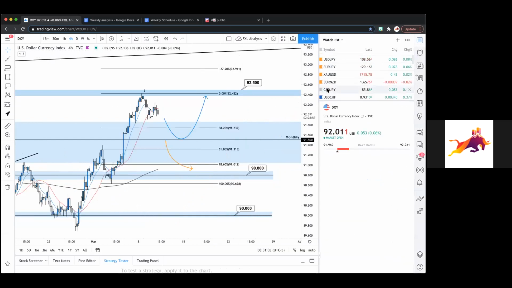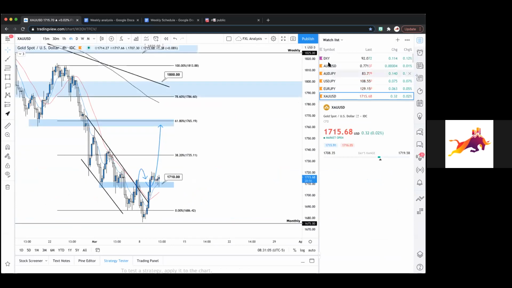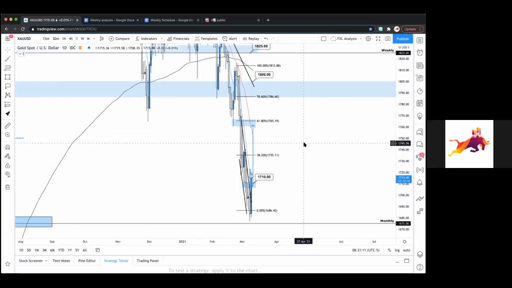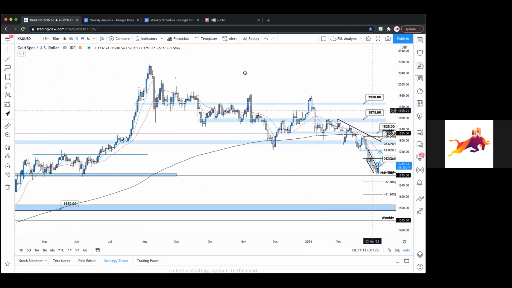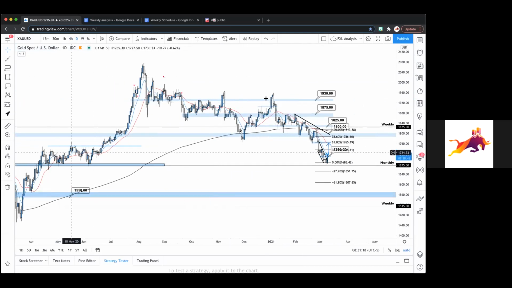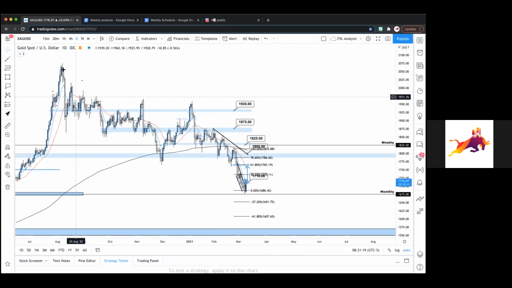Okay, so I'm actually going to jump to gold right away and then come back for these other pairs, just because these kind of go hand in hand. So gold, more recently bearish. The thing with gold is on the higher time frames, weekly, monthly, very much bullish. But since we hit our high at 2070 on the daily, we've been very bearish.